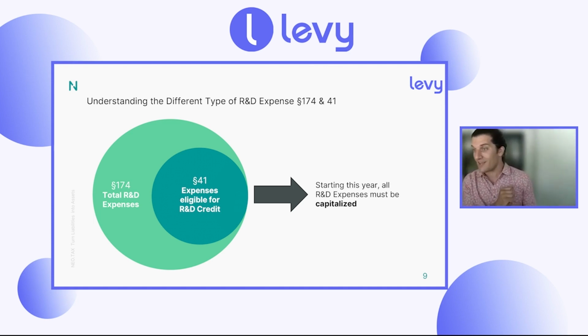So NeoTax is the only software provider that will help you get the credit and stay compliant with Section 174. If you just claim the credit and you don't take Section 174 into account, you're not complying with IRS regulations and guidelines, but it also could potentially open you up to an audit. So it's something that you really have to be careful about.